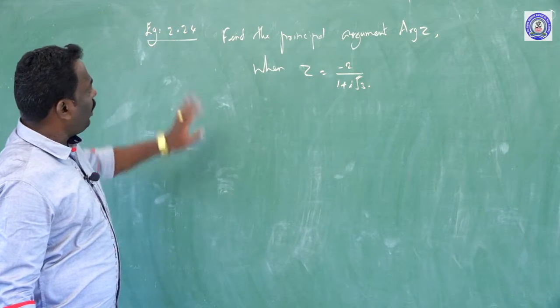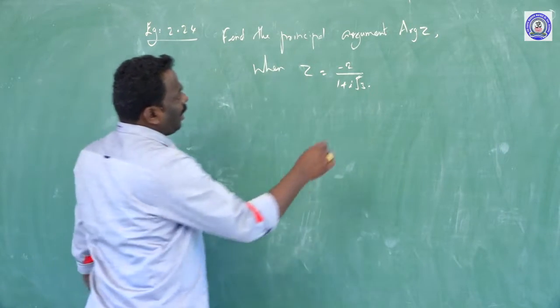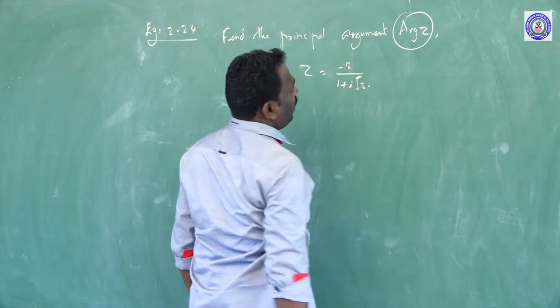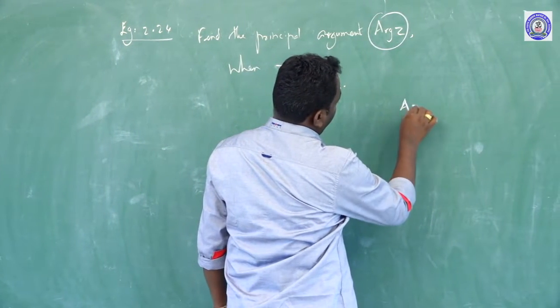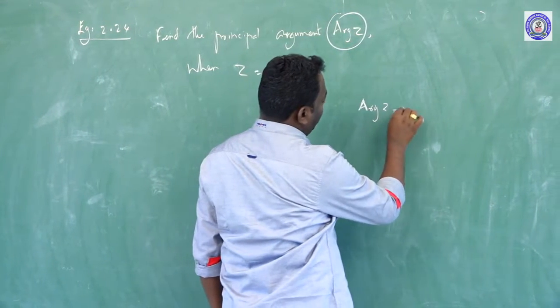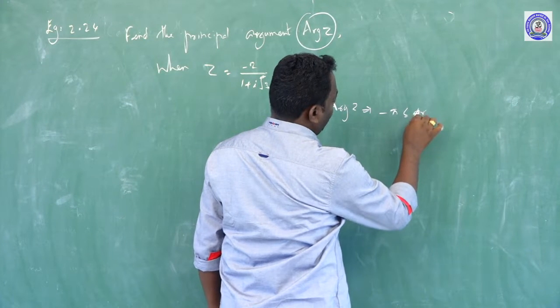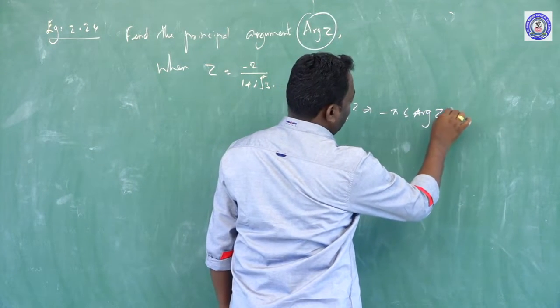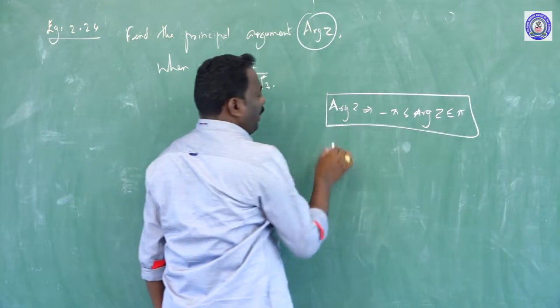Okay, see the next example. Example number 2.24: find the principal argument of Z. The principal argument is defined as capital A, argument of Z, which lies between minus pi less than the argument of Z, less than or equal to plus pi. This is called the principal argument.